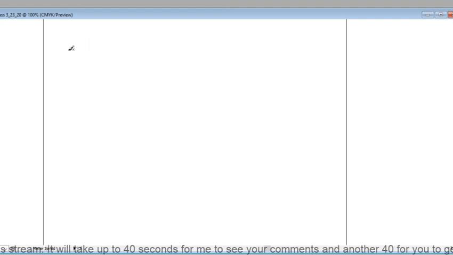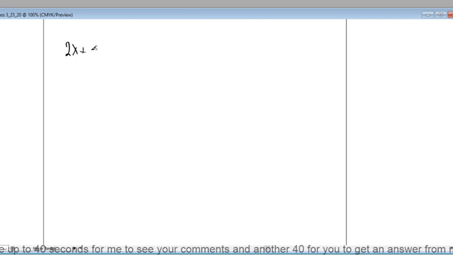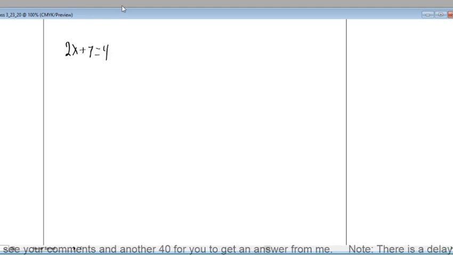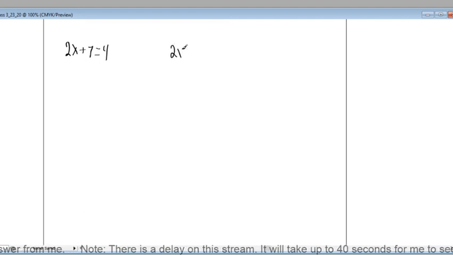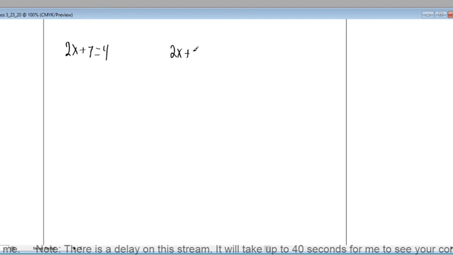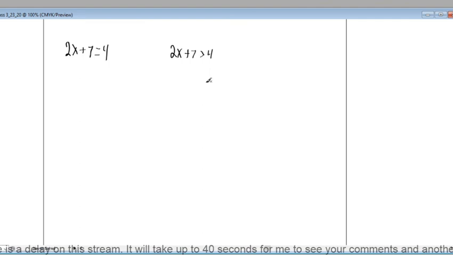So an equation, like we've said, is something like 2x plus 7 equals 4. So this shows exact balance. These are two exactly equal things, hopefully. An inequality is where we might have something like 2x plus 7 is greater than 4. So this doesn't show balance anymore.